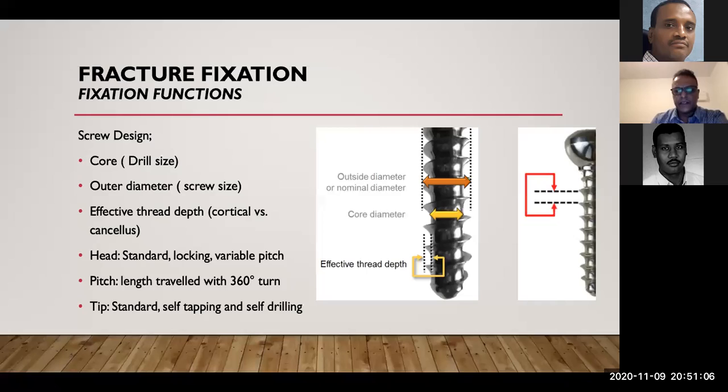There are different types of tips of the screws as well. There's standard, and most of the ones we use now are self-tapping, and also the self-drilling, which we don't use that much.